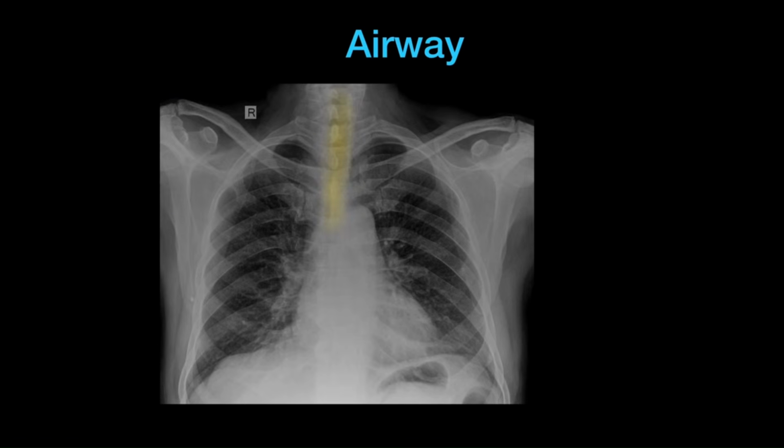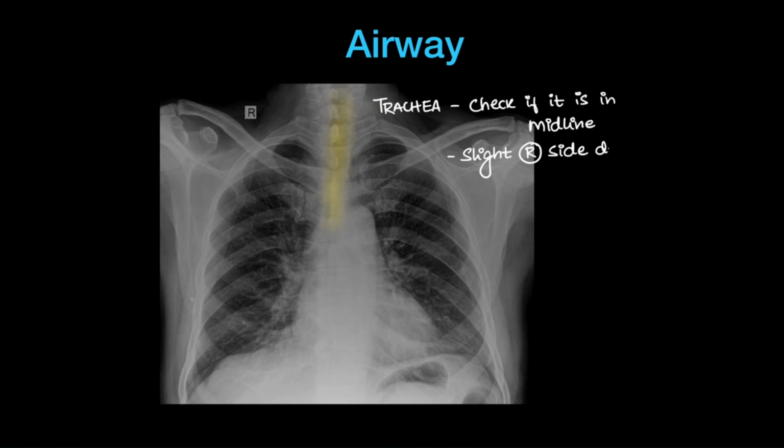Coming to airway, centrally the main airway which is the trachea, you have to check whether it is present in midline or it is deviated to either side. Slight right side deviation is normal without any other pathological cause clinically. Also look for any narrowing or any obstruction if you can see.